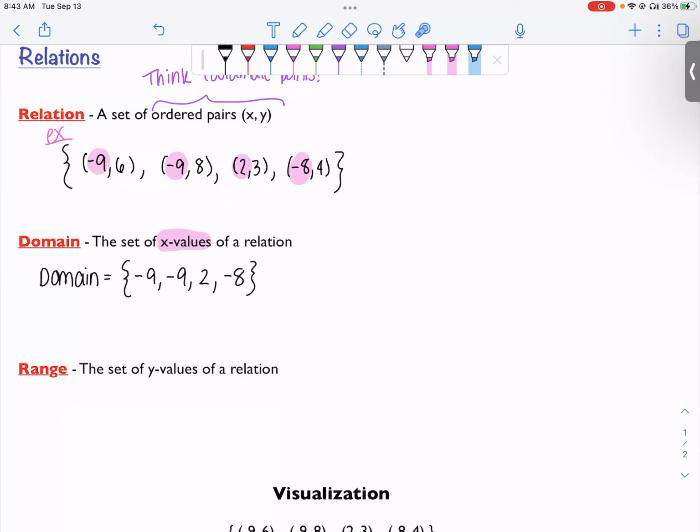Now, -9 is repeated in here twice. And when we're talking about a domain, we only list a value once. Domain or range, we only list a value once. So it repeats itself right here, and we're just going to write it once. So the domain of this relation that I wrote up here is just the x values, what possible different x values there are. Possible x values in this relation are -9, 2, and -8.